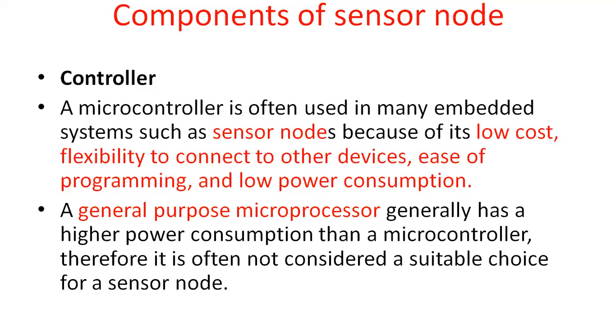The general purpose microprocessor has a higher power consumption than the microcontroller. Microprocessors have higher power consumption, and therefore are not considered suitable as a choice for a sensor node. That means the microprocessor is not suited.